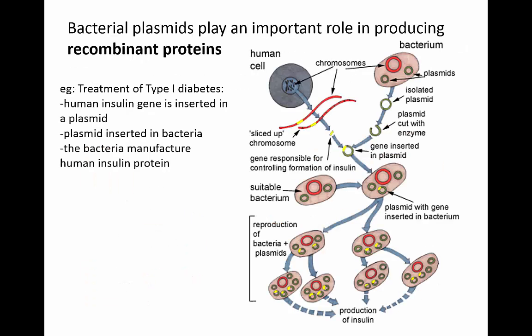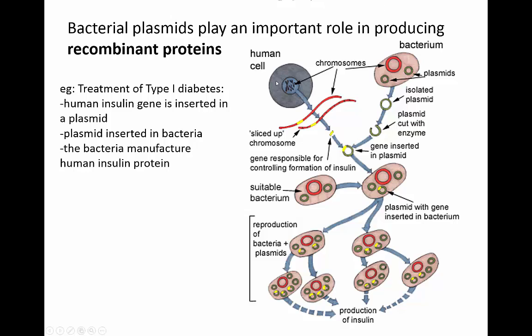One really common use in medicine using bacterial plasmids is actually to make human recombinant proteins. For example, individuals with type 1 diabetes need to have supplemental insulin. It used to be they had to purify that insulin from pigs, I believe, and now they actually have something called human recombinant protein that is produced by bacteria from the actual human gene.